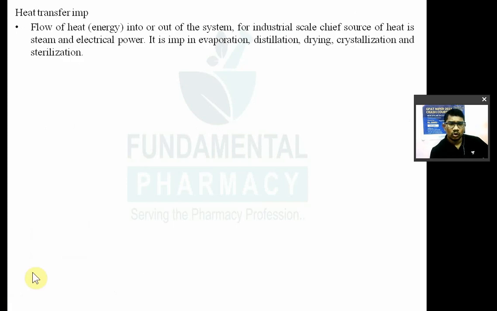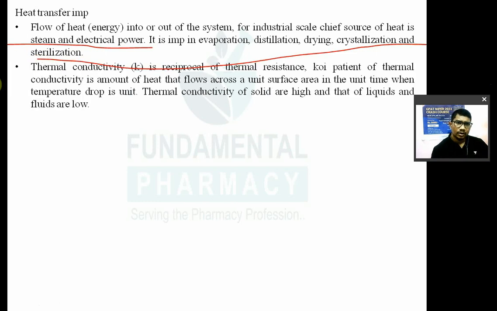Heat transfer, important points. So flow of heat, that is the flow of heat energy, मतलब flow of heat into the system or out of the system, which is very important for your pharmaceutical industry. For industrial scale, cheap source of heat is nothing but the steam and electrical power. तो इंडस्ट्री में मैक्सिमम हीट के लिए क्या यूज किया जाता है? स्टीम यूज किया जाता है. स्टीम, वाटर वेपर, heated evaporated water vapor. It is steam, heated steam, and electrical power. So it is very important in the different kinds of unit operations I have told you, like evaporation, distillation, drying, crystallization, and sterilization.